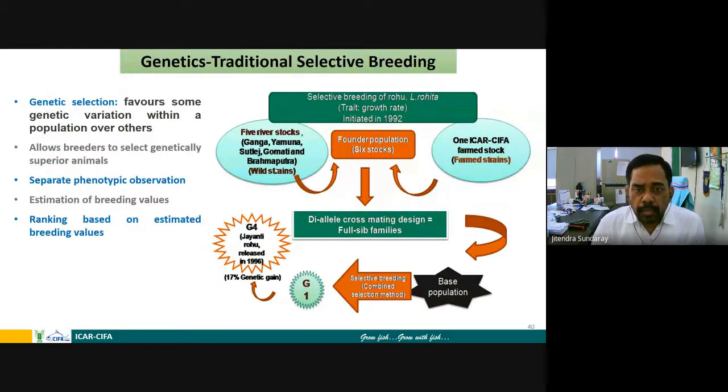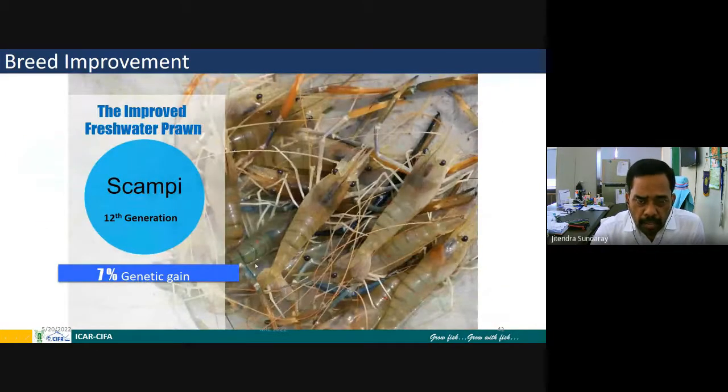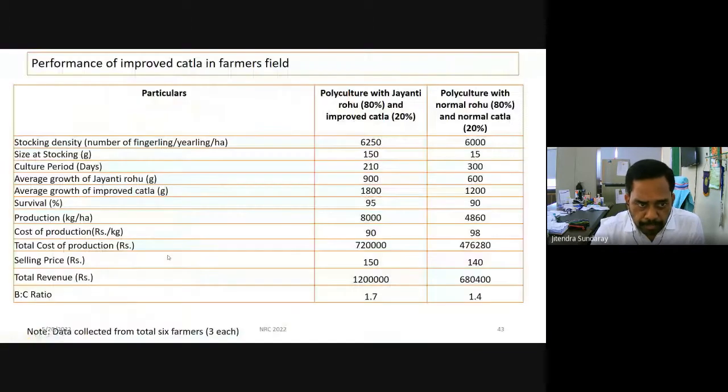So if you summarize this whole selection program, you have a founder population of 6 and one from ICAR-Central, a diallel cross mating design, full-sib families, base population G1 where we get 7% genetic gain, but at the end of G12, generation 12, we have 18%. This is cumulative genetic gain. And Katla in the same process, at the end of the second generation we have 15% genetic gain. This was done under a project called DBT Center of Excellence, which I was leading. Scampi, Dr. Bindu R. Pillai is doing it. So we get a 7% genetic gain at the end of the 12 years.